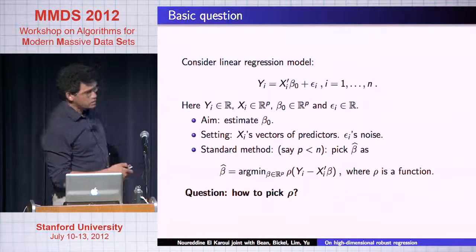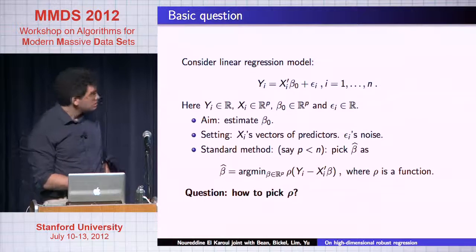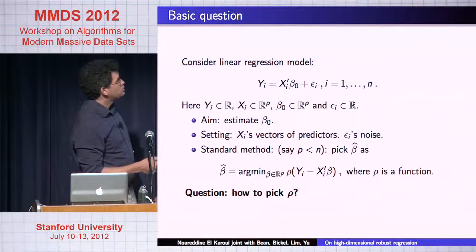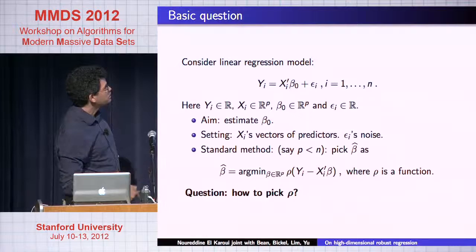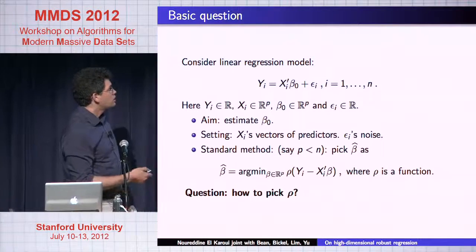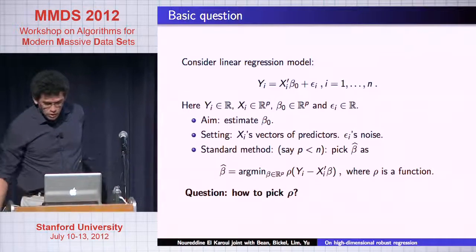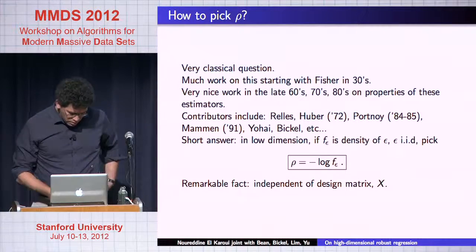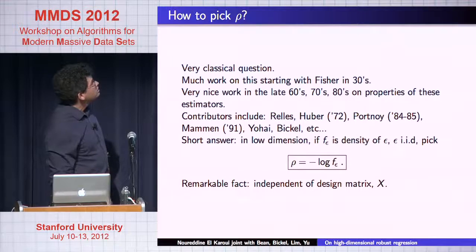And the standard method is to pick beta hat by regression. So I'm going to minimize a certain objective function. I'm sorry, I'm missing a sum sign here. And rho is a function. And the question is, how to pick rho. Okay, so that's, of course, an extremely classical question.